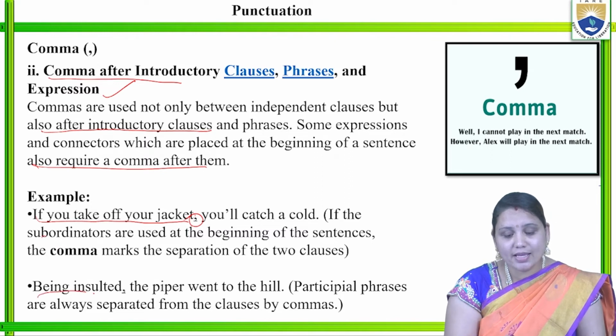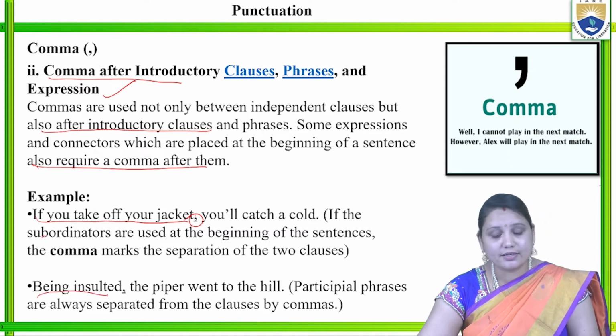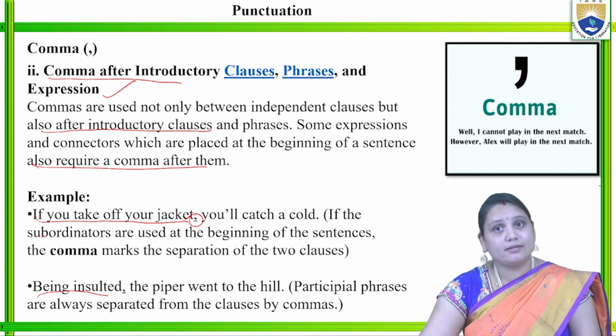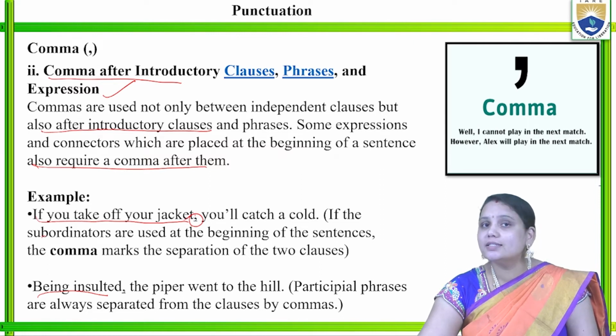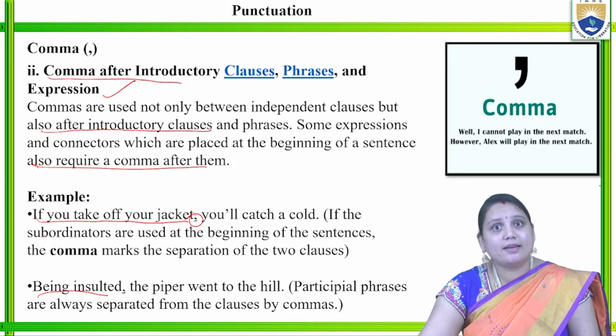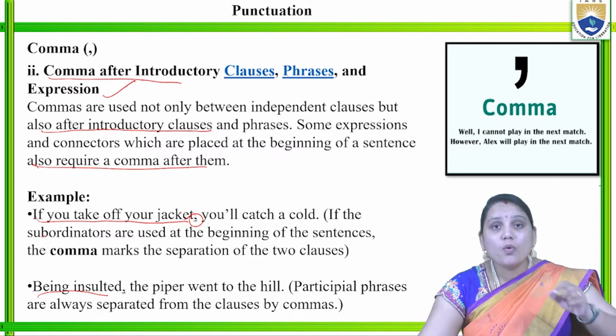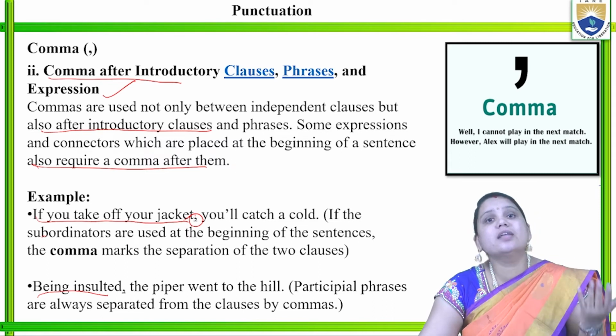Now, here, being insulted. Now, see this sentence. Being insulted, the piper went to the hill. If I'm reading this sentence without a comma, just try to understand. Being insulted, the piper went to the hill. Is it rendering the expression? No. Being insulted. I'm taking a breath of pause here. Being insulted, the piper went to the hill. What is the expression? He felt bad there. Being insulted, he felt bad, so he went up the hill.